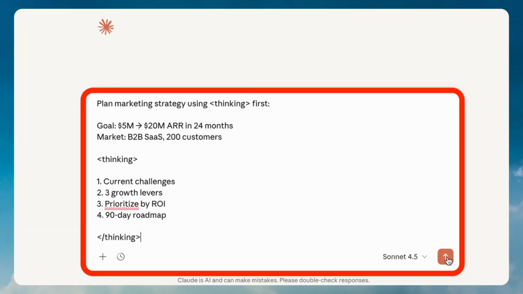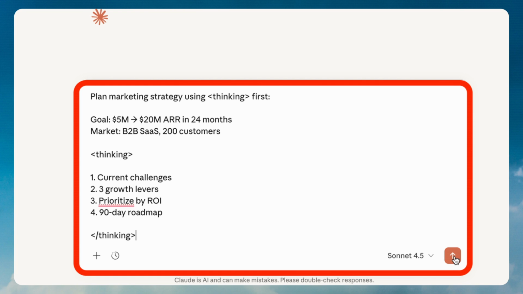quick responses that miss the strategic depth you need for complex problems. Now watch what happens when you force Claude to think first. Plan marketing strategy using thinking tags first. Goal: $5 million to $20 million ARR in 24 months. Market: B2B SaaS, 200 customers.